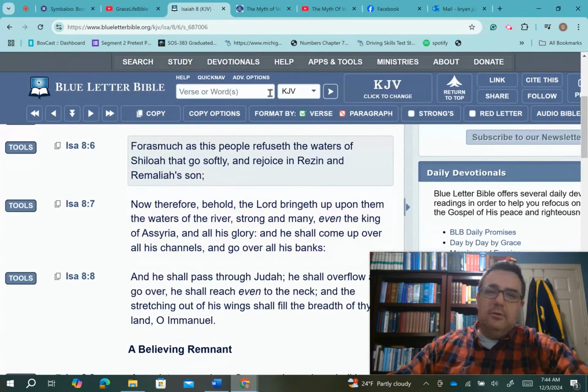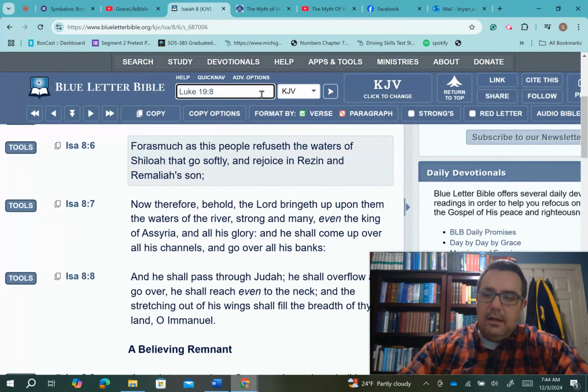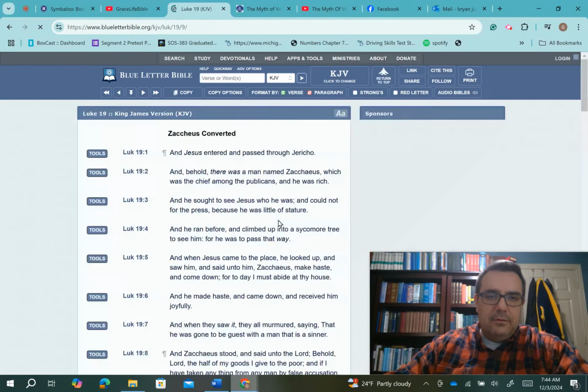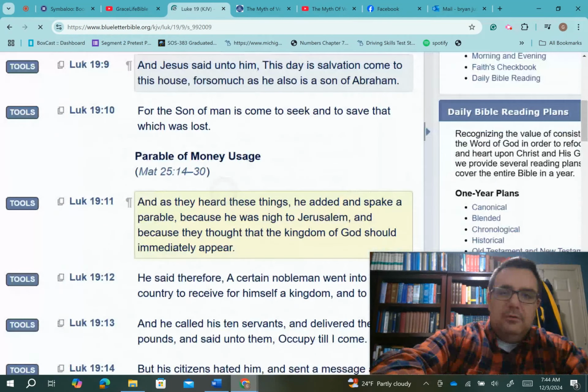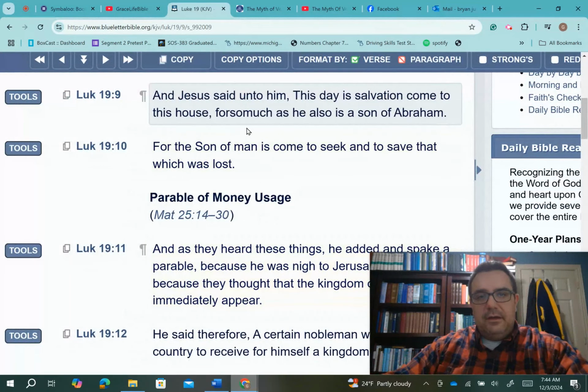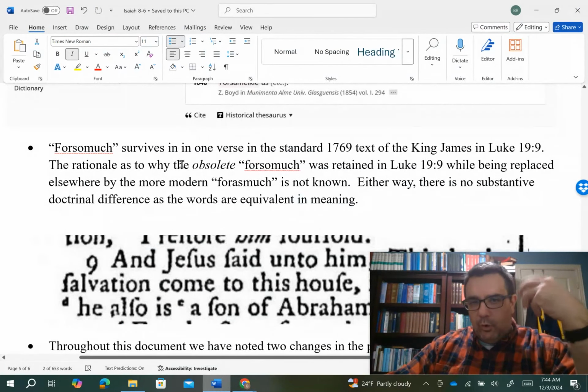Let's go to the Blue Letter Bible and type in Luke 19:9. And we can see that this is still, in fact, the reading. Okay? Luke 19:9, here it is. "Forsomuch" right there in Luke 19:9. Okay? So, "forsomuch" survives in one verse.